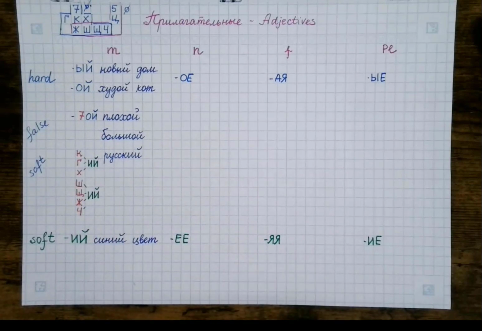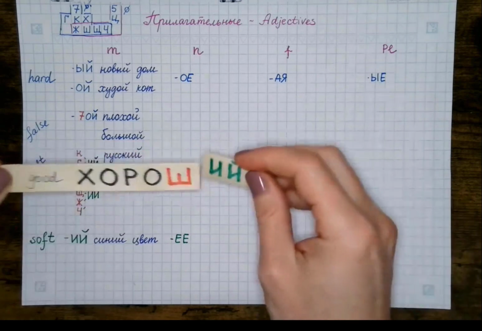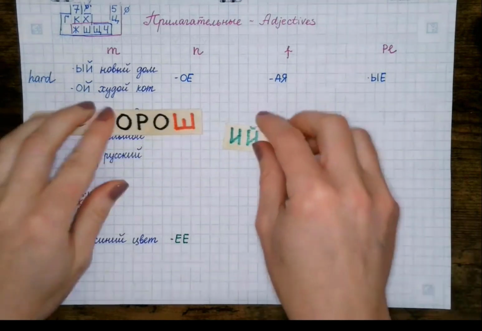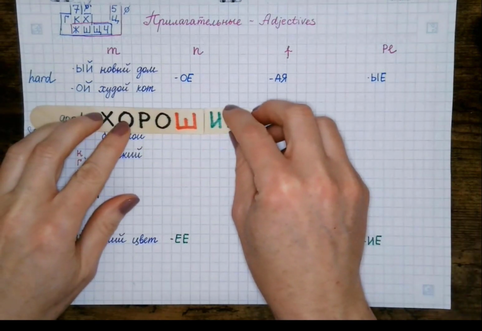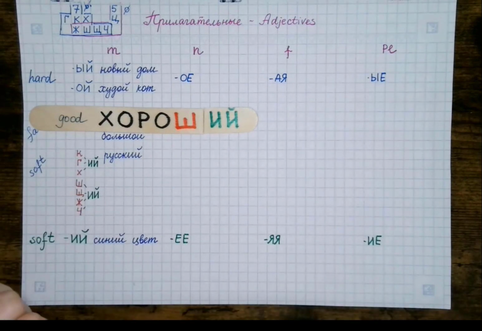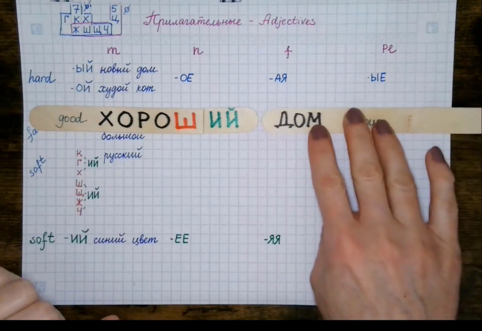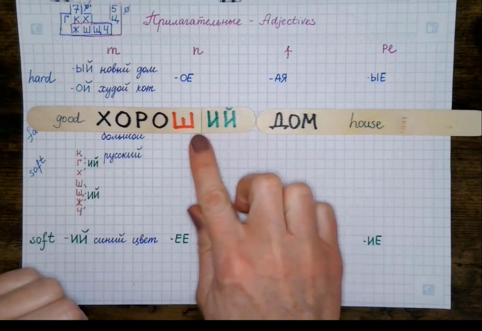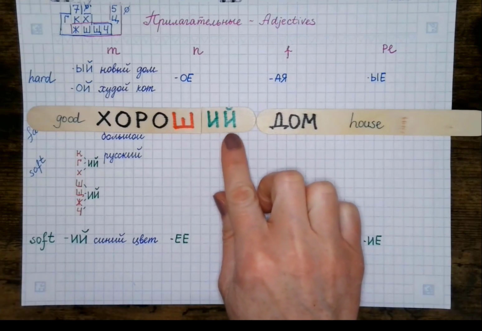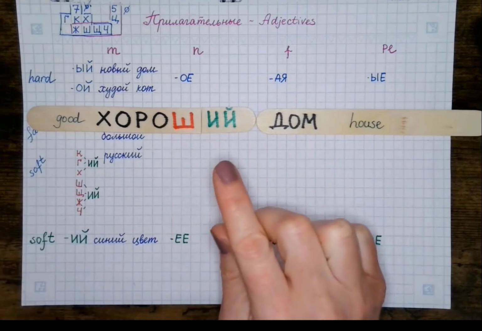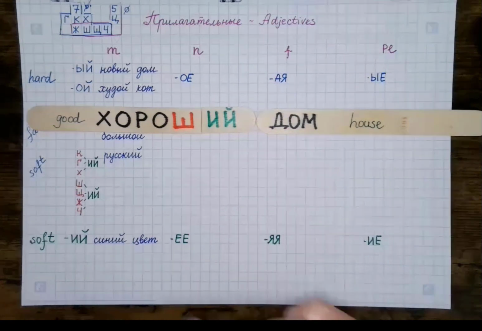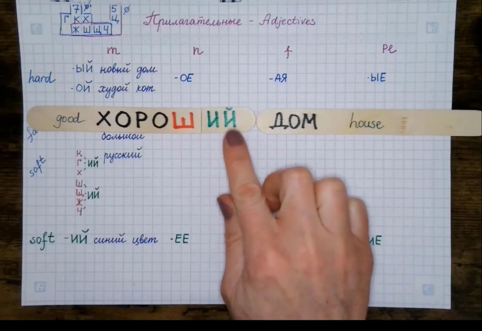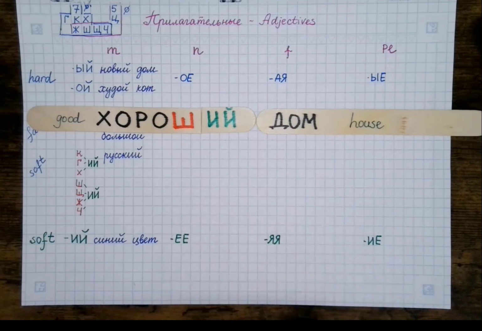So let's take a look at what's going to happen here. Here we're going to use the word хороший, which means good. And if we want to say хороший дом, that's what we're going to say, хороший дом. And we remember that this ending is false soft. So where it can go back to the hard ending, it will.